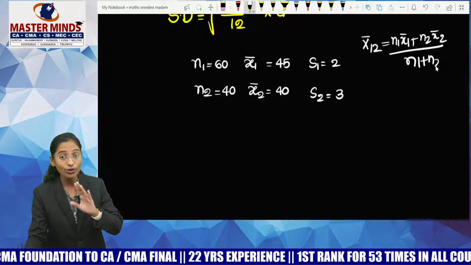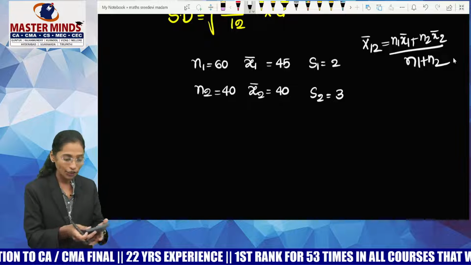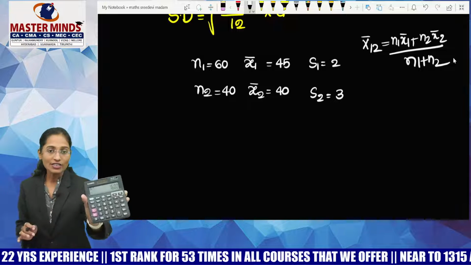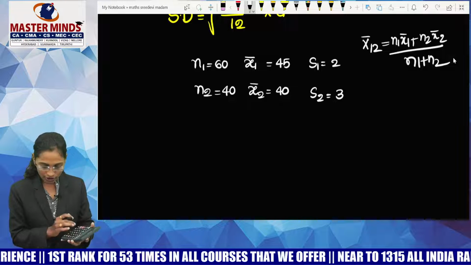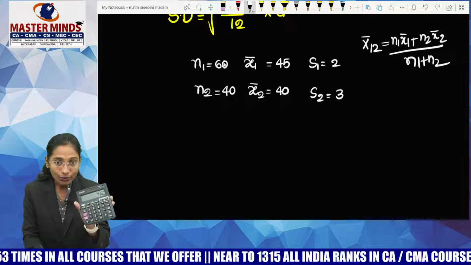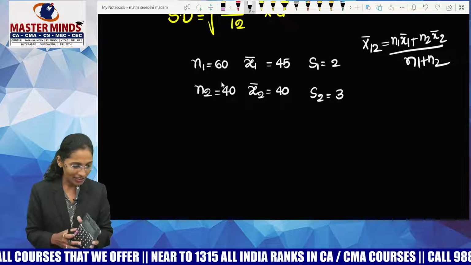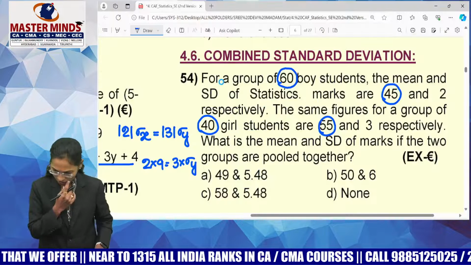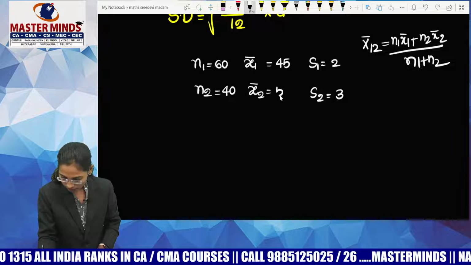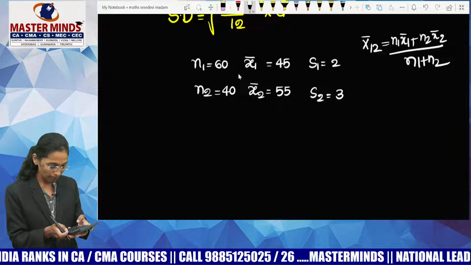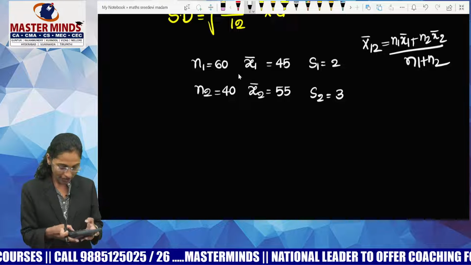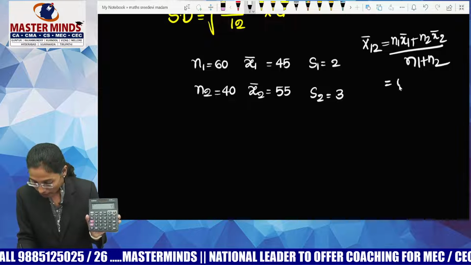Except the formula, I don't recommend you to write anything on the paper. Take your calculator. N1, 60 into 45, M plus, that is 2700. Next 40 into 40, M plus, 1600. Just a moment, guys. By mistake, I took the wrong value, sorry guys, 55 is the arithmetic mean. Please do calculate it again. 60 into 45, M plus, and 40 into 55, M plus, MRC, by 100. Sorry for it, guys. And it is 49. So the combined arithmetic mean is 49.